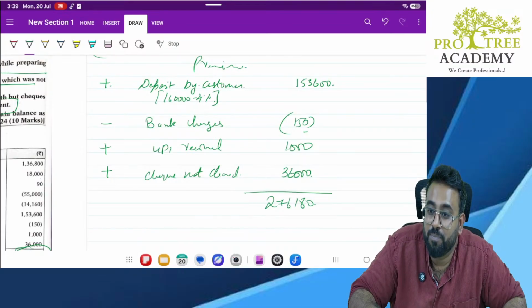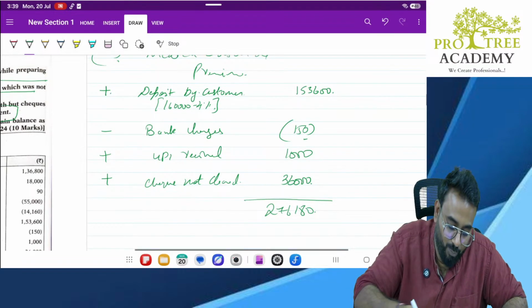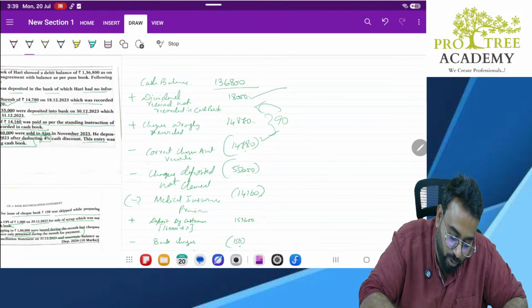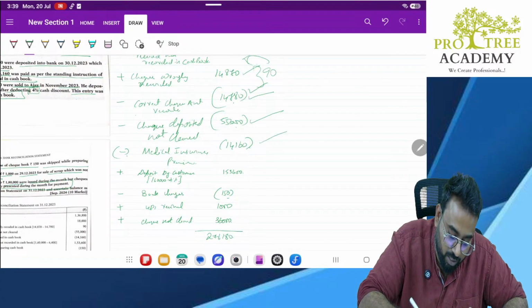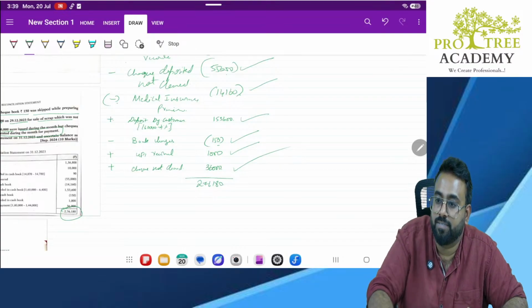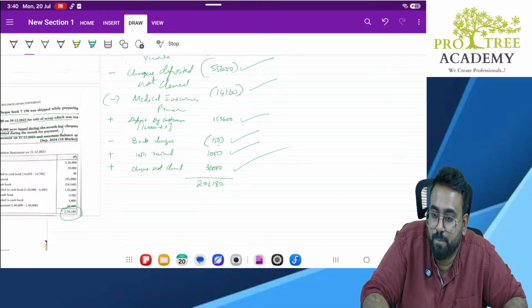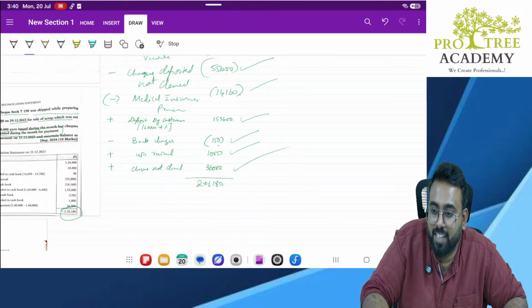ಮತ್ತೆ ಯಾರು ಬ್ಯಾಲೆನ್ಸ್ ಮ್ಯಾಚ್ ಆಗ್ತಿಲ್ವಾ? ನಾಟ್ ಕಮಿಂಗ್. ಇಟ್ ಇಸ್ ಕಮಿಂಗ್. 136,800 ಸ್ಟಾರ್ಟ್ ಮಾಡಿ 18,000 ಆ್ಯಡ್ ಮಾಡಿ 14,870 ಆ್ಯಡ್ ಮಾಡಿ 14,780 ಮೈನಸ್ ಮಾಡಿ 55,000 ಮೈನಸ್ 14,160 ಮೈನಸ್ 153,600 ಪ್ಲಸ್ 150 ಮೈನಸ್ 1,000 ಪ್ಲಸ್ 36,000 ಪ್ಲಸ್. ಬೈ ಹಾರ್ಟ್ ಮಾಡ್ಬೇಕಾ ನಿಜವಾಗ್ಲು? ಅವಶ್ಯಕತೆ ಇಲ್ಲ ತಾನೆ.